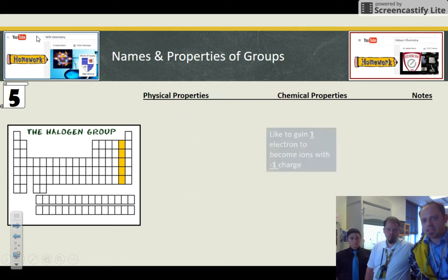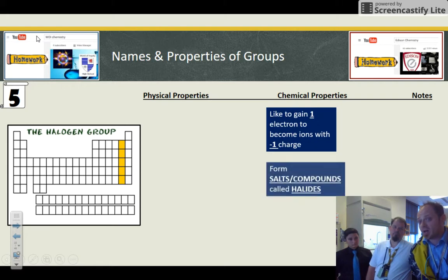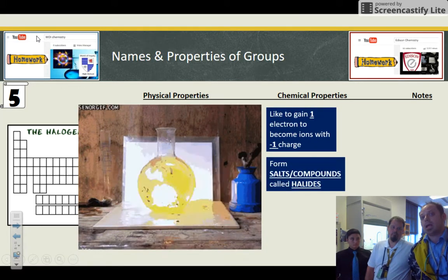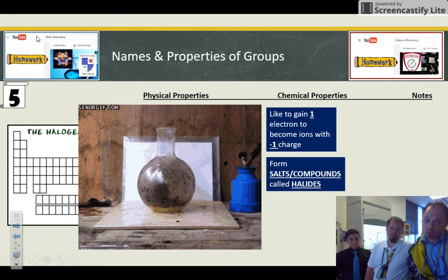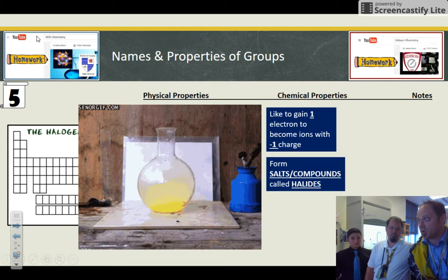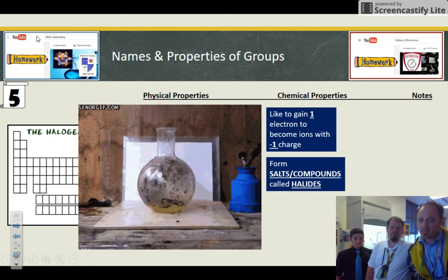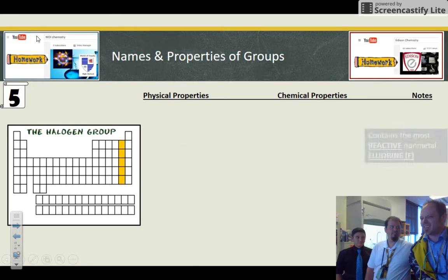Chemical properties. They like to gain 1 electron to become -1 ions, and they form salts or compounds that are called halides. And this is a picture of some chlorine gas reacting with some sodium metal to make, well, nasty fun. Probably salt, sodium chloride, but a lot of other stuff in there too.